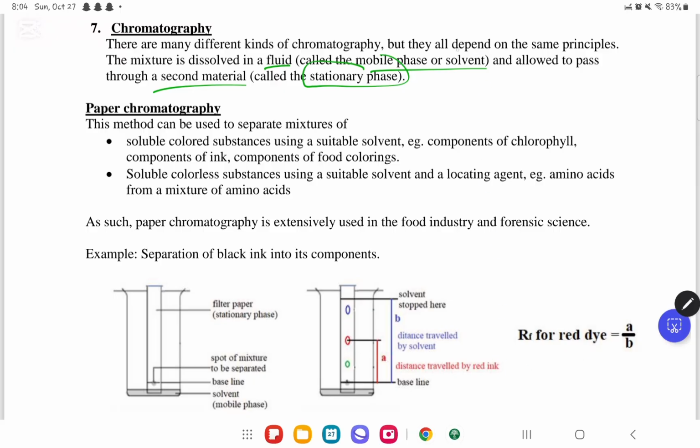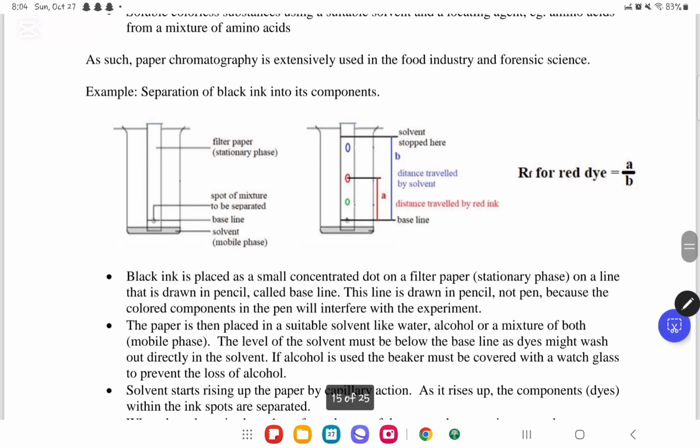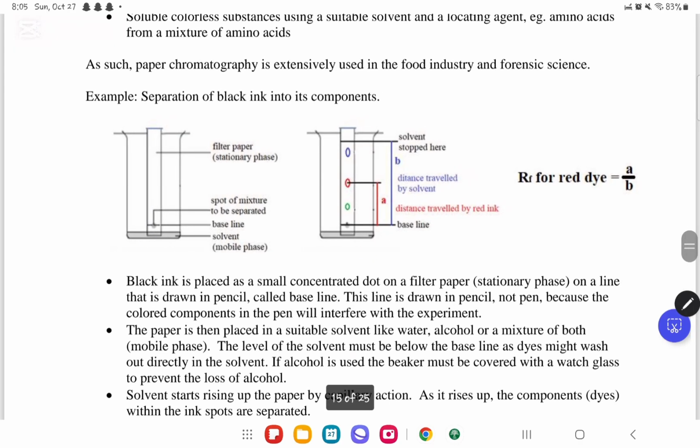Now they're telling us paper chromatography is a method used to separate mixtures of soluble colored substances using a suitable solvent. So for example, chlorophyll, which has green pigment, ink, which has lots of colors, and food coloring. Also soluble colorless substances using a suitable solvent and a locating agent. Example, amino acids, from a mixture of amino acids. So very simply, you can use it for stuff with color, and you can use it for stuff without color. An example they gave us is the separation of black ink into its components.